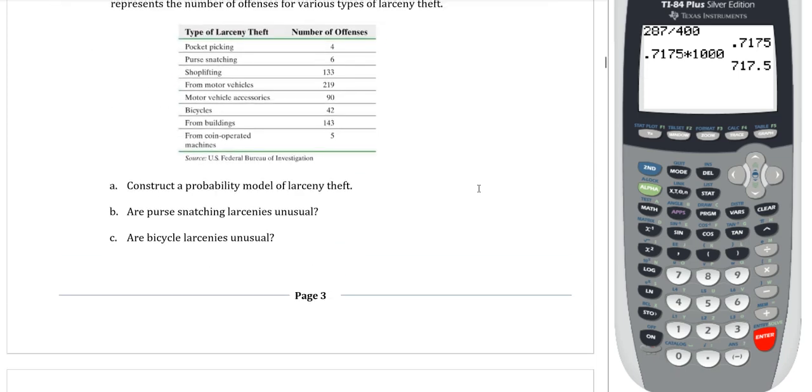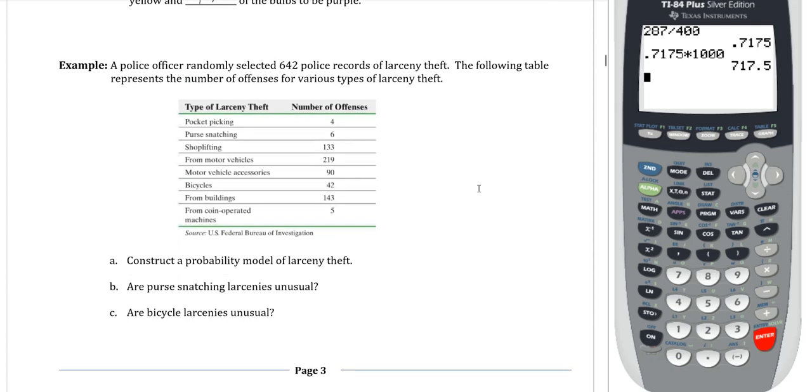All right, so we have one more example, and then we're done with this section. A police officer randomly selected 642 police records of larceny theft. The following table represents the number of offenses for various types of larceny theft. So we have all these offenses here. First, we're going to do what we call a probability model for larceny theft. What we're essentially going to do is just make a relative frequency distribution of this.